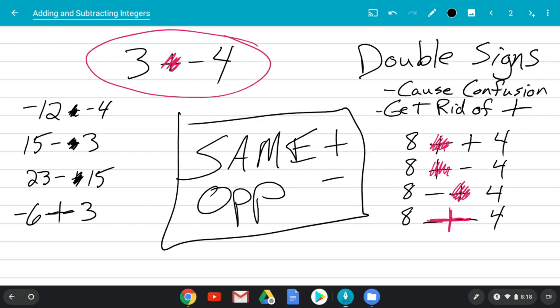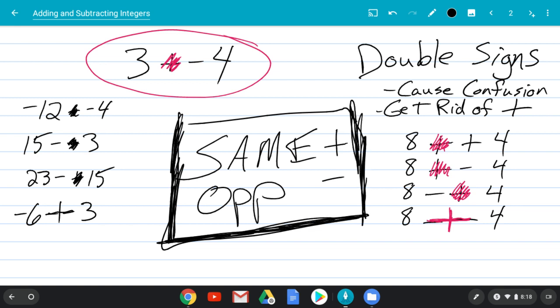Same plus or positive, opposite minus or negative. Okay, put a nice big box around it. Let's make sure we set this thing off here. This is what we're going to talk about now. Let's get a little crazy here. Let's make sure you see it all. Right?